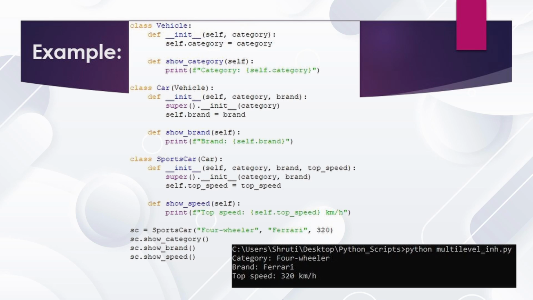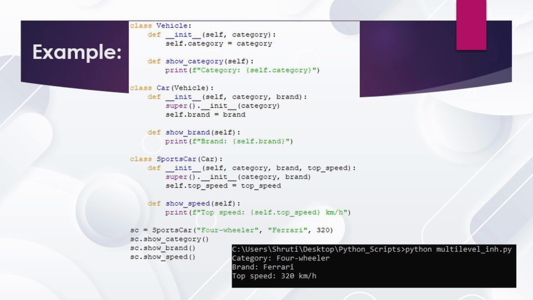The base class vehicle has a constructor in it that initializes the category of the vehicle and a method showCategory to display it. The car class inherits from vehicle, meaning it can access all the attributes and the methods of the vehicle class. In the car class constructor, super().__init__ with category as parameter is used to call the parent class constructor to initialize the category. The car class also adds a new attribute, brand, and defines a method showBrand to display the car's brand.